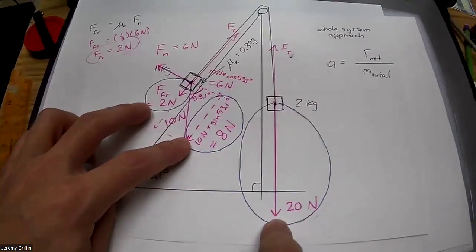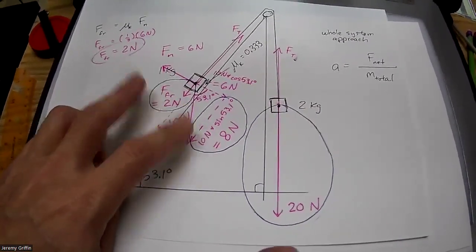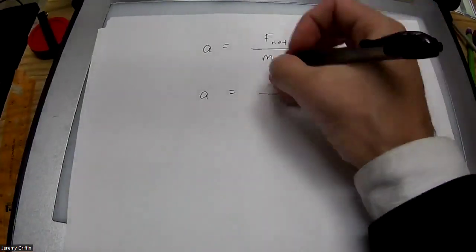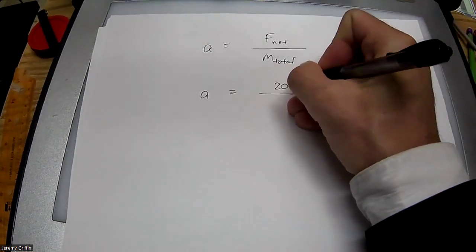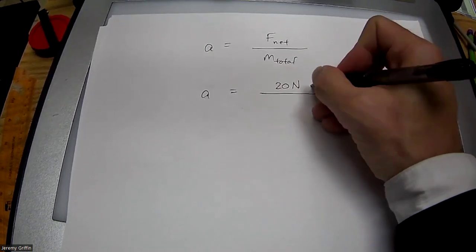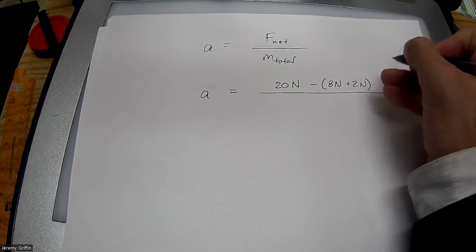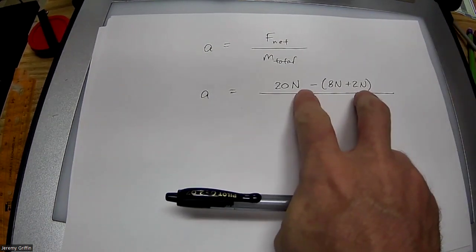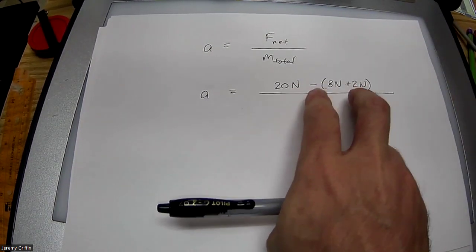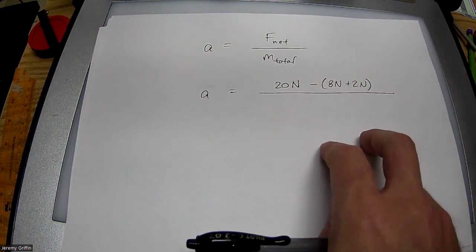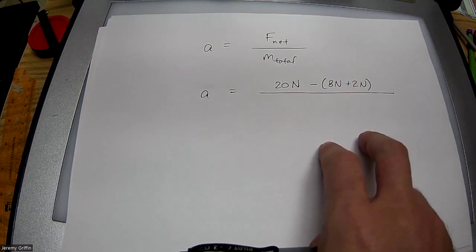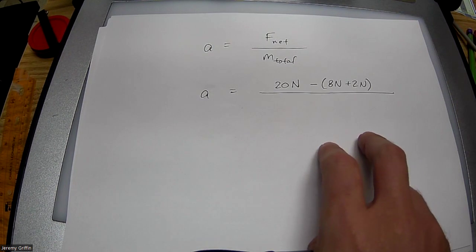This 20 clockwise minus the 8 and 2 pulling counterclockwise. Is that true? Okay. So I'll do 20 newtons saying let's go clockwise minus the 8 newtons and 2 newtons saying let's go counterclockwise. That would be the net force, wouldn't it? Or you do 20 minus 8 minus 2. That's okay too. Distribute that negative. That's all right. Okay. Is that right? Yeah.